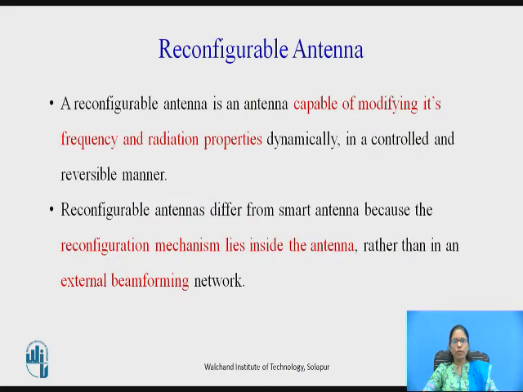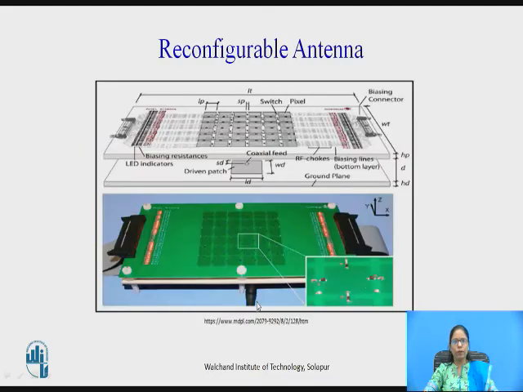A reconfigurable antenna is an antenna which is capable of modifying its frequency, radiation or any other parameters dynamically in a controlled and reversible manner. Remember, the word is very important. It should adapt the frequency and radiation properties or other parameters in a reversible manner as well as in a controlled manner. So a reconfigurable antenna differs from the smart antenna because the reconfiguration mechanism lies inside the antenna, whereas in a smart antenna it is in the external beam forming network.